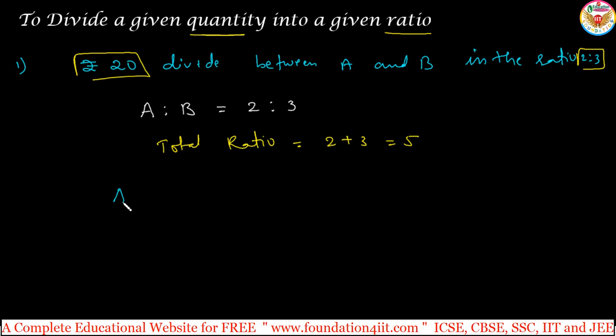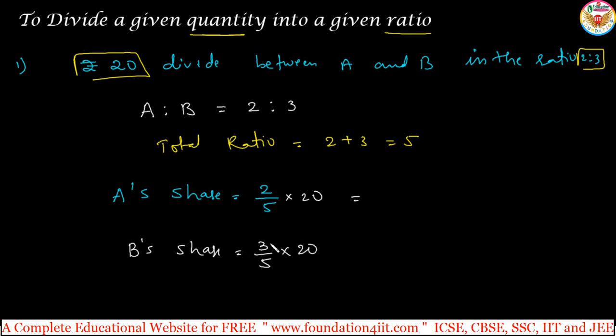Now if you want A's share, A's share is 2 parts out of 5. This is the A share. So how much total? 20. So you should multiply into 20. 2 by 5 into 20 is the A share. Same way B's share. So B ratio is 3 out of 5. This is the part of the ratio. And total is 20. 20 should be divided at the rate of 3 out of 5. 3 by 5 into 20.